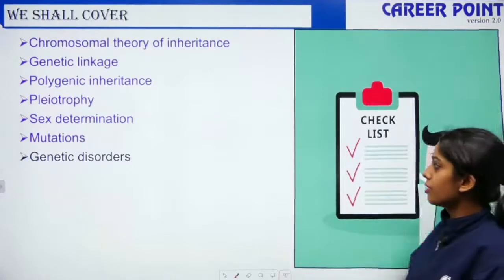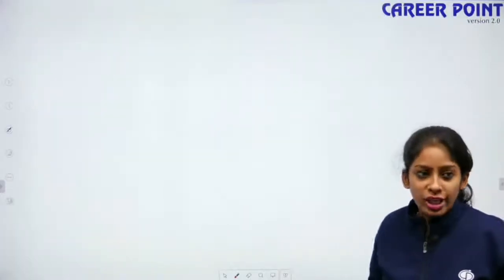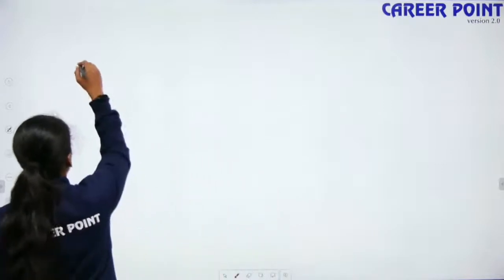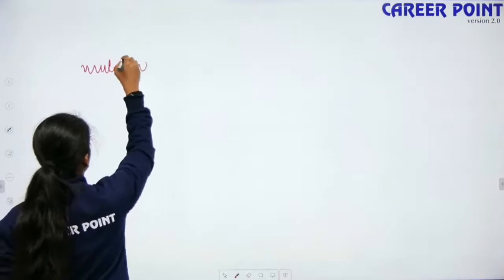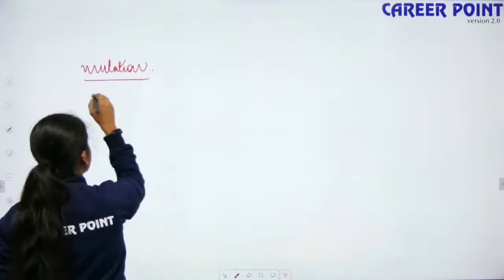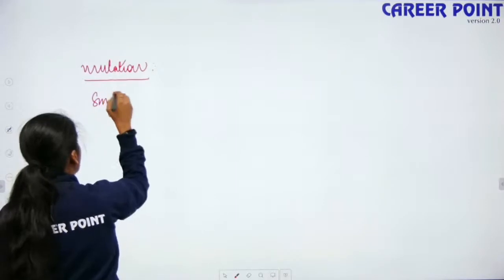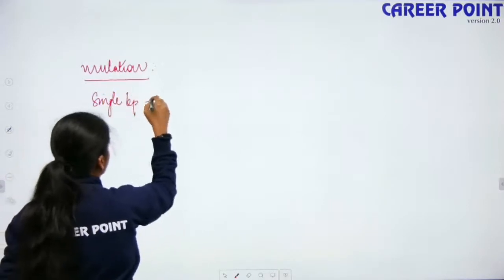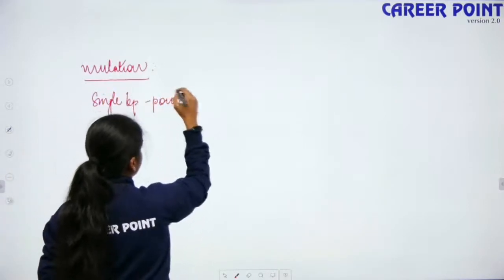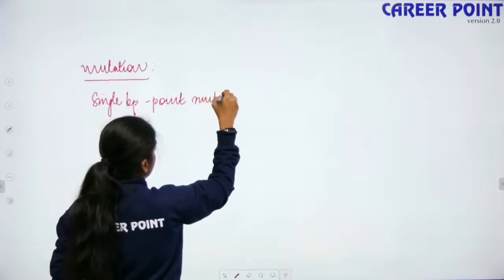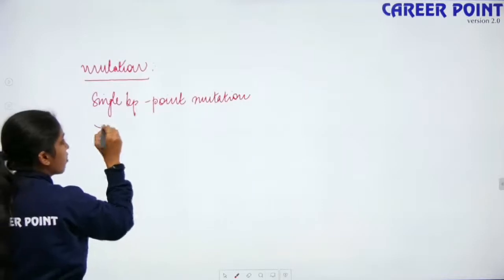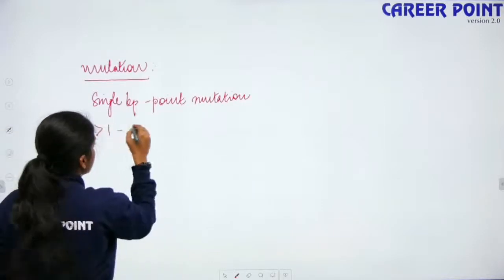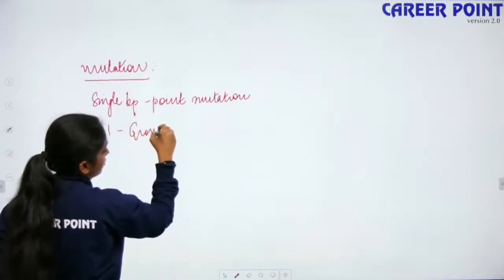Before we actually go into what is genetic disorder, I hope you remember what mutations are. A sudden change in the DNA sequence is a mutation. If there is a change in a single base pair of your DNA, this is known as point mutation. When you have more than one point mutation, this is known as gross mutation.